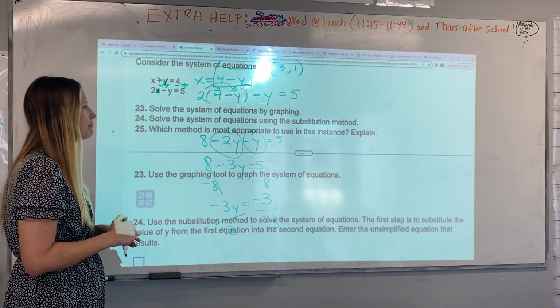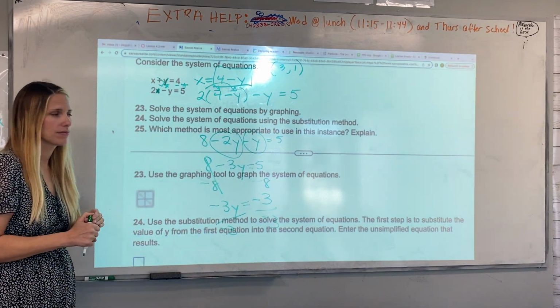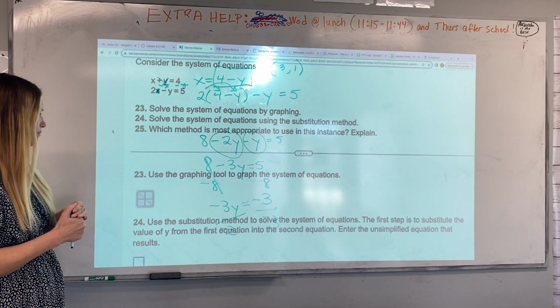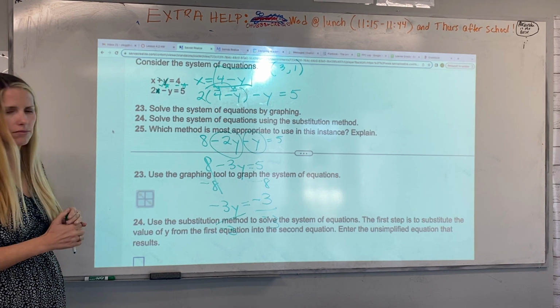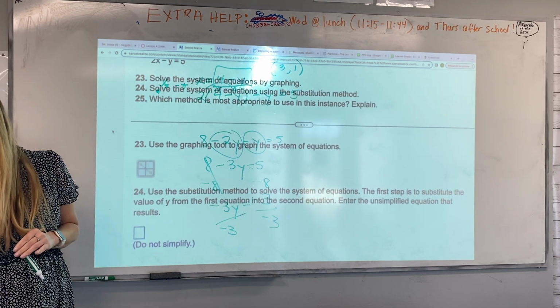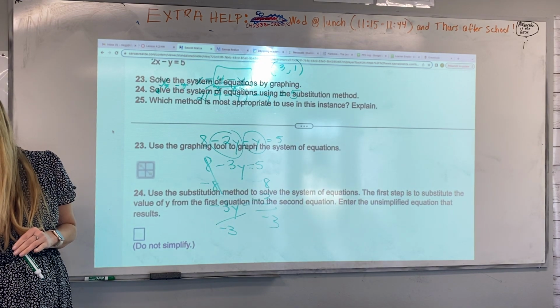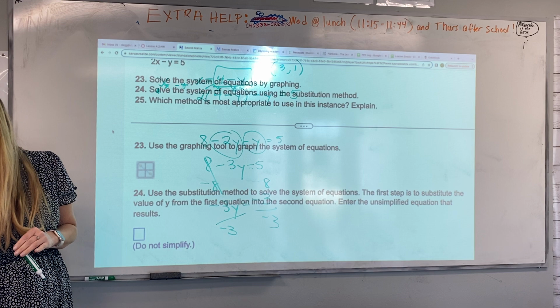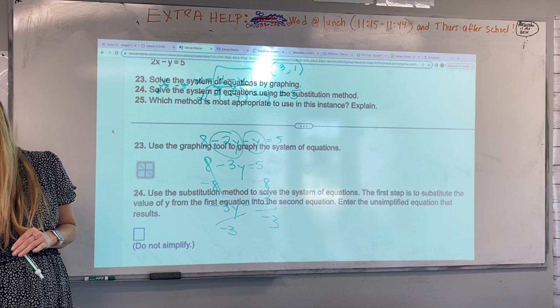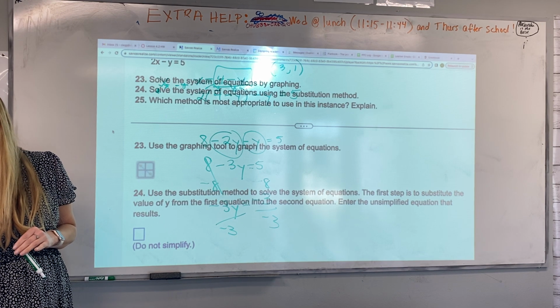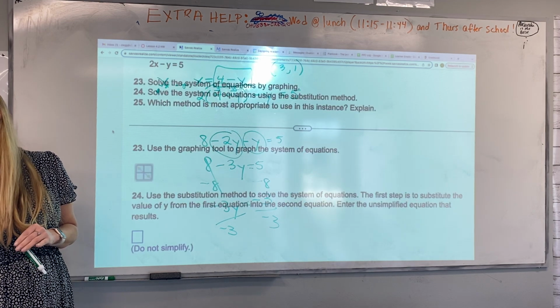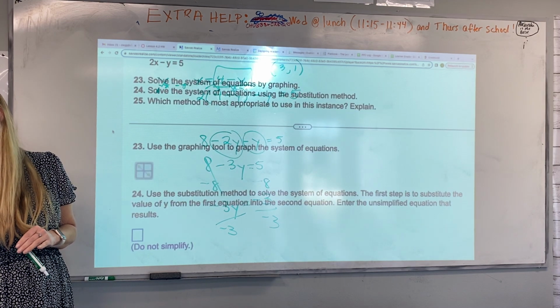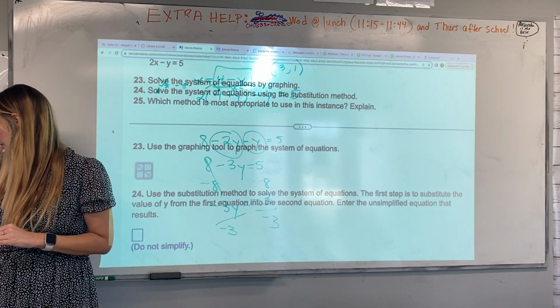You realize it says do not simplify, right? Scroll down and it says do not simplify right below the answer box. Enter the unsimplified. The first step is to substitute the value of y from the first equation into the second equation. Enter the unsimplified equation. Oh, are you serious? So I'm doing this all for nothing? Yes. Thank you for catching that.